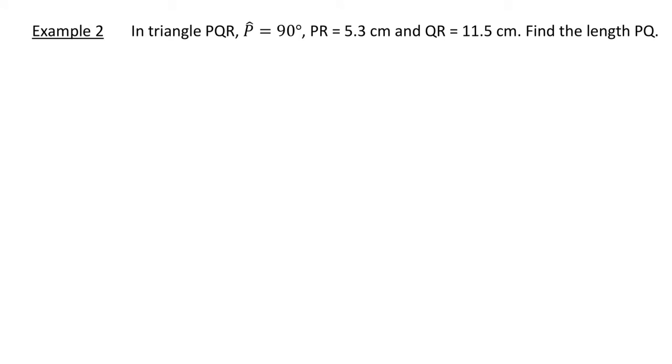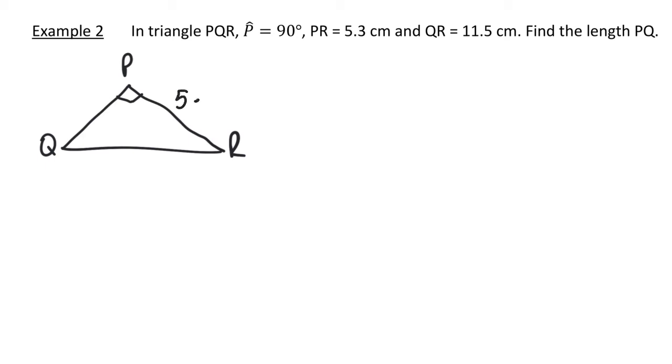Example 2, in triangle PQR, angle P is 90, PR is 5.3 and QR is 11.5. Find the length PQ. So let's draw a right angle triangle and let's mix it up to be different. We've got the right angle at the top and it's P, and then we've got Q and R at the other two vertices. We're told that PR, so P to R is 5.3, let's label that as 5.3. QR, so Q to R is 11.5, and then we want to find PQ.